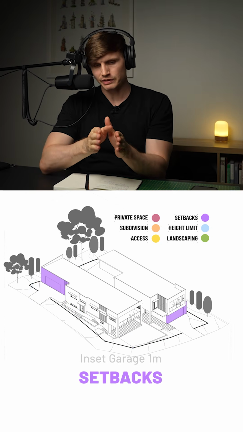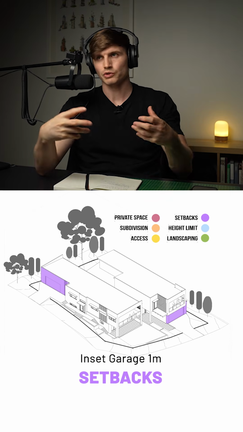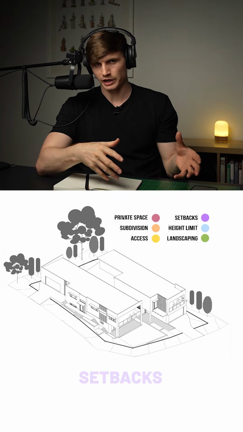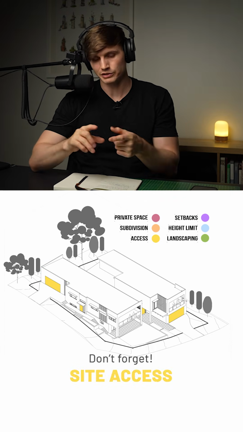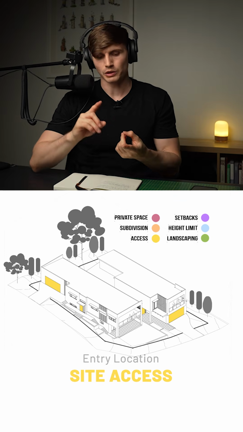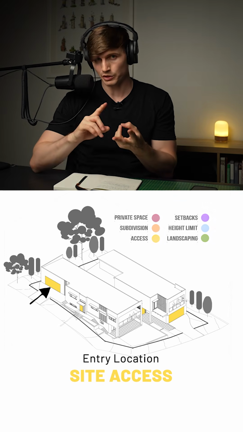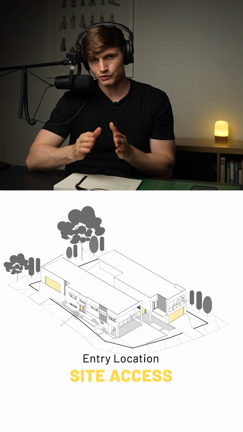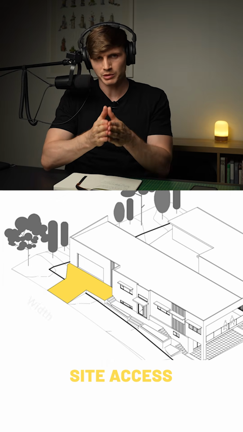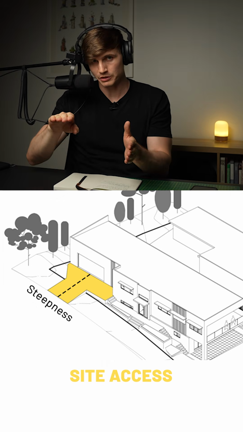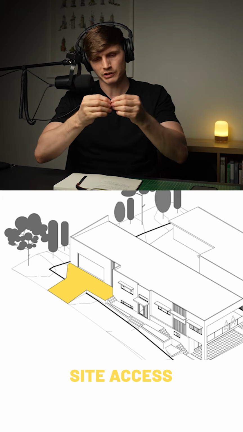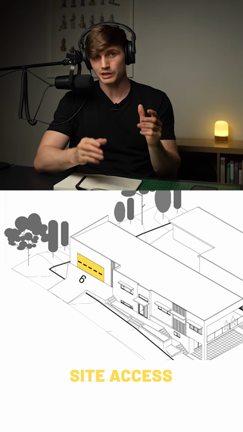Now we typically need to inset the garage an extra meter so that garages don't dominate the streetscape. Site access is typically overlooked until way too late in the process. So we're looking at where's the garage going to go and where is the front door and can we get access to those? So we're talking things like minimum driveway width as well as the steepness of that driveway. You also typically have a maximum garage door width. For this one, it's 6 meters.